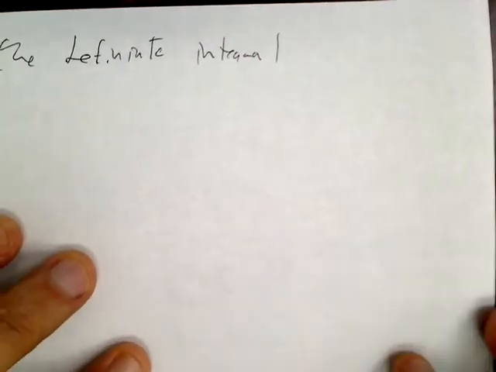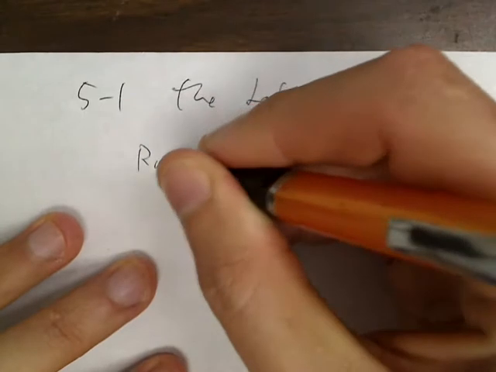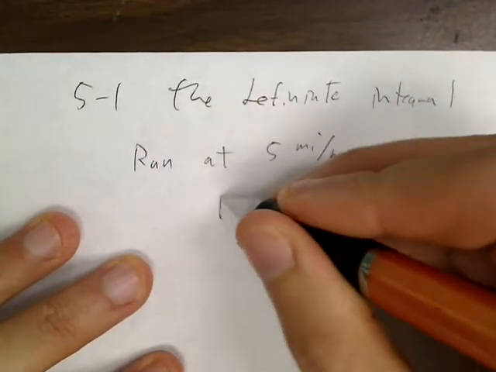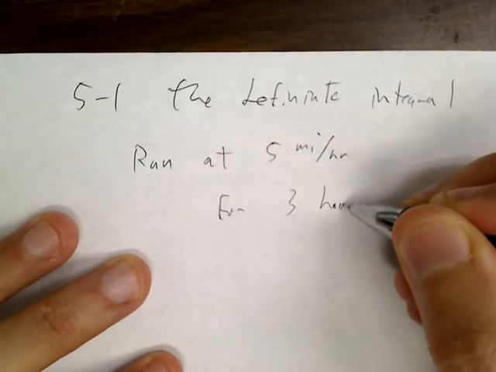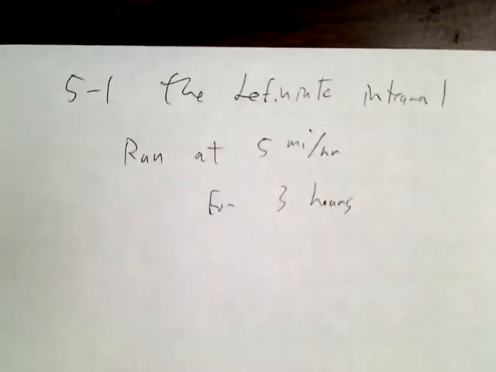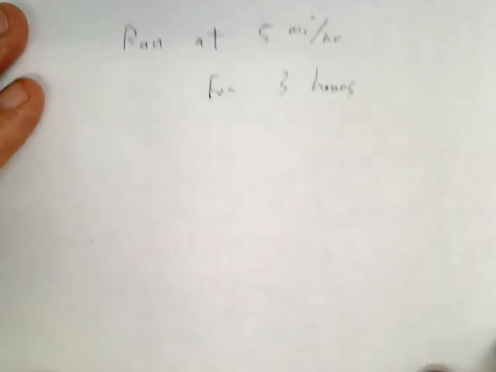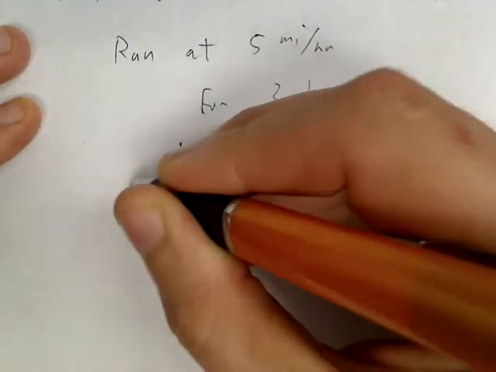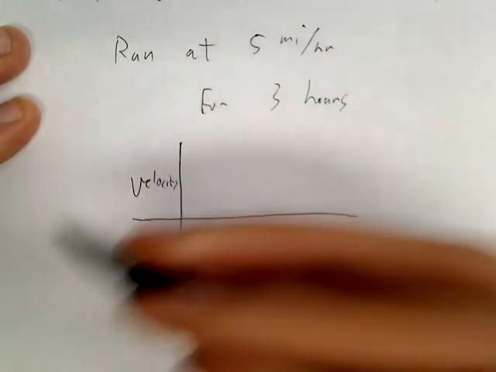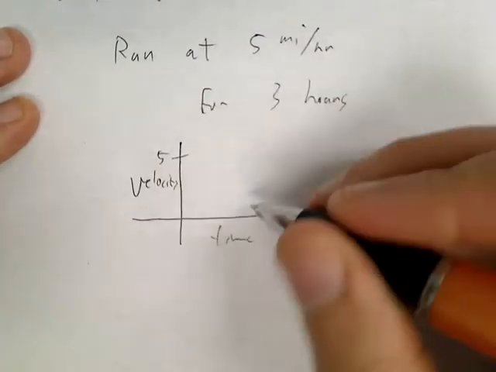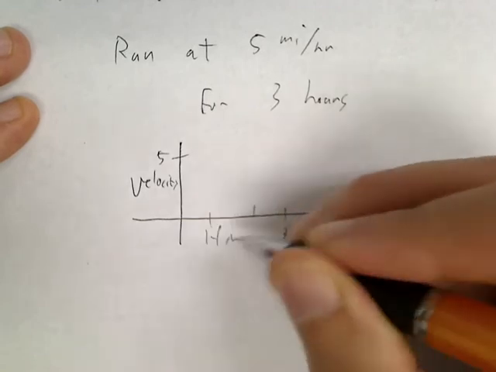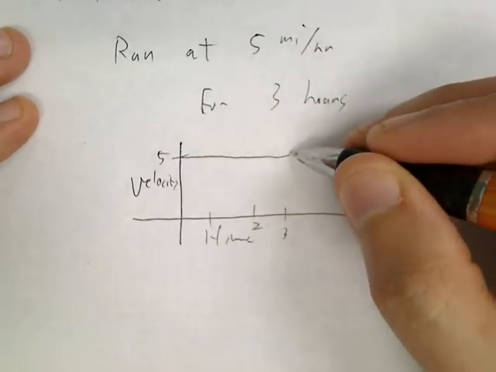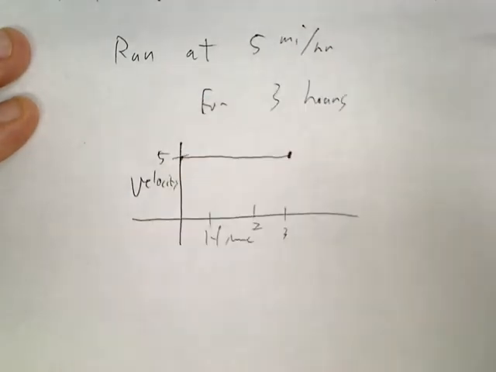Okay, and let's say you are running and you run at 5 miles per hour for 3 hours. Let's make a graph of this, and this graph is going to be very boring. Here is a graph. This is time, and this is velocity. So velocity is 5. It is constant. It is not changing. Time, 1, 2, 3 hours. So you're running at 5 miles an hour for 3 hours. There is my graph. Very boring.